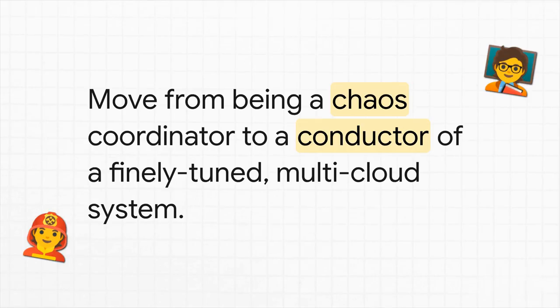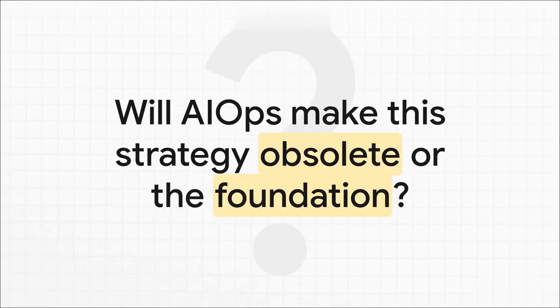You know, when you implement this strategy, you're fundamentally changing your job description. You stop being a chaos coordinator just reacting to fires. You become the conductor. You're leading a finely tuned orchestra that performs perfectly no matter what stage you put it on. And that leaves us with one last big question to chew on. We've laid out a really solid architectural pattern for today. But as AIOps platforms get smarter and smarter, is this whole metric abstraction strategy going to be the essential foundation that they all build on top of? Or will they just make it obsolete? It's definitely something to think about.